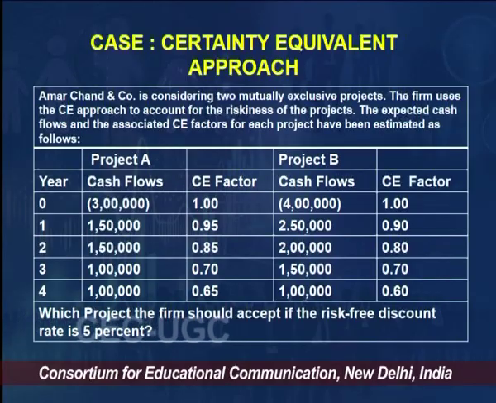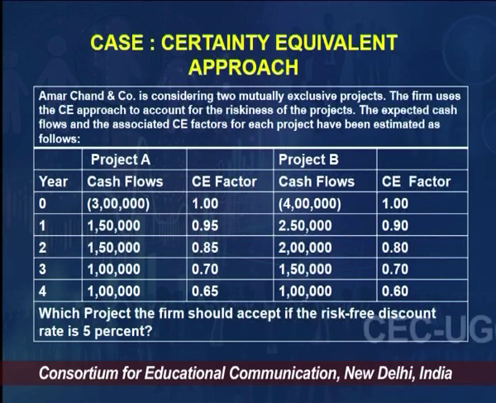So, here in this case, this is a case of a book company. They are considering two projects, project A and project B, year 0 to 4, the life of the project is 4 years. The cash flows which are expected today, 0 means today. So, project A is expecting to spend 3 lakhs and project B is expected to spend 4 lakhs. In the first year we are expecting project A to receive 1,50,000, in the second year 1,50,000, in the third year 1 lakh, and in the fourth year 1 lakh.